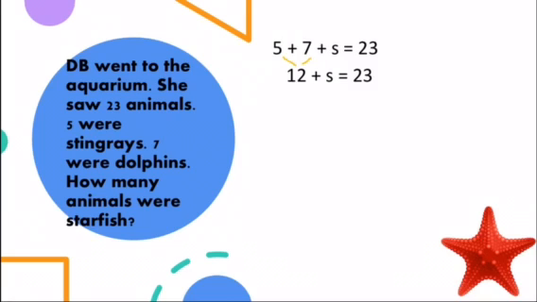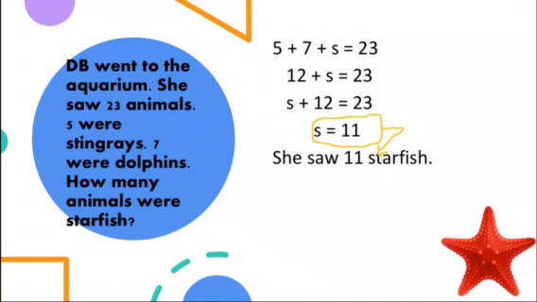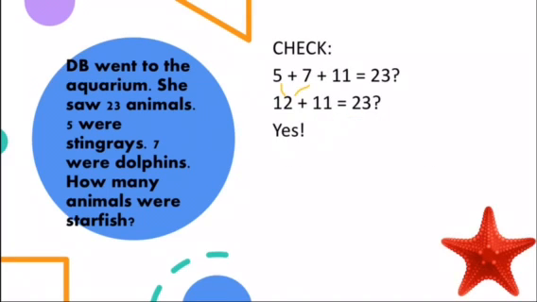To solve for the variable, we need to first use the order of operations. We add 5 and 7. Our equation looks like 12 plus s equals 23. Now, we switch around the equation with the commutative property. Our equation looks like s plus 12 equals 23. Now, we can do the inverse operation. We subtract 12 from both sides of the equation. Our equation now looks like s equals 11. This means DB saw 11 starfish. We check our answer by adding 11 and 5 and 7. This does in fact equal 23.